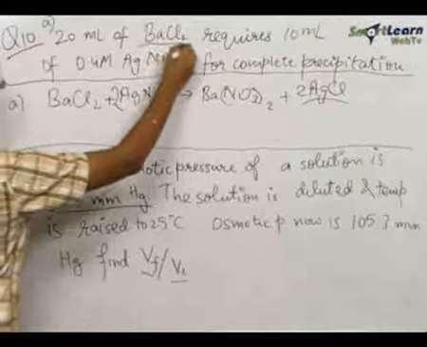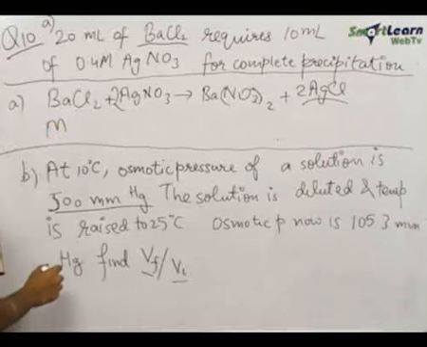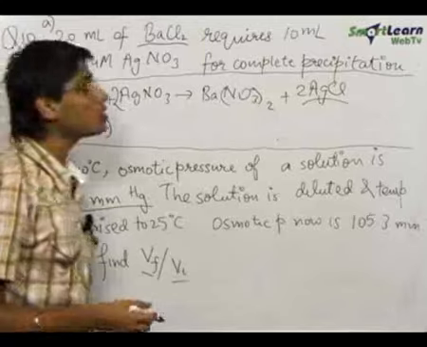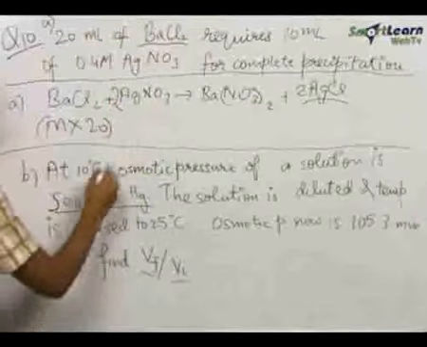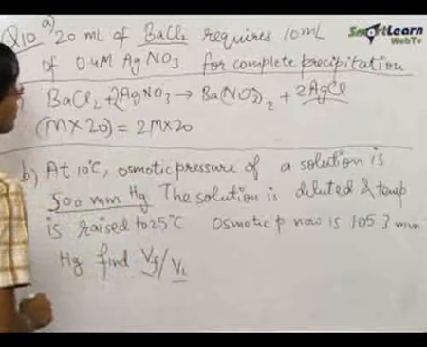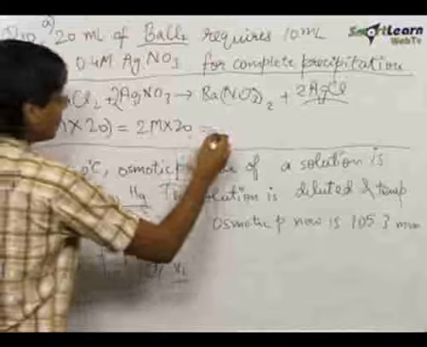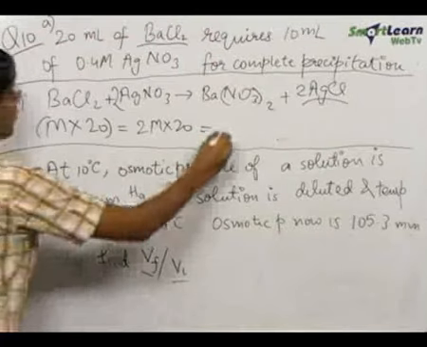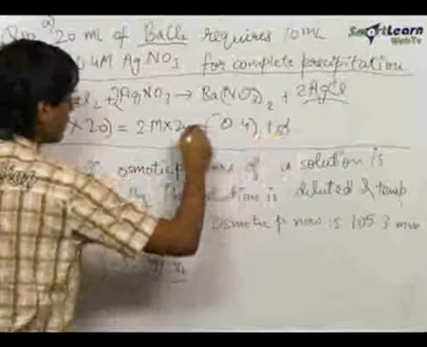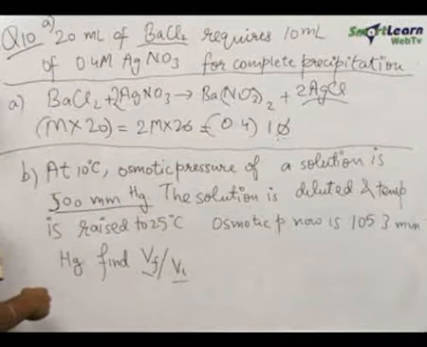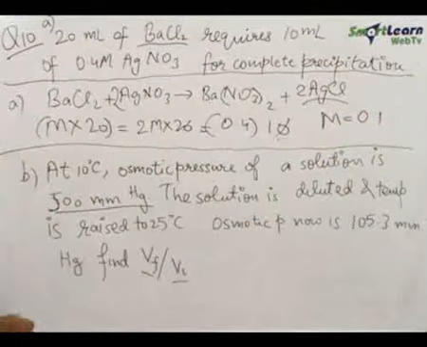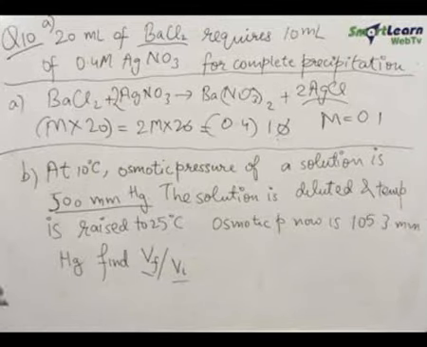Hence, if molarity of barium chloride is M, then M into 20 represents the number of millimoles of barium chloride, and these will require 2M into 20 millimoles of AgNO3 for the precipitation. And here we are given the millimoles of AgNO3 to be equal to 0.4 into 10, and hence we got the molarity of barium chloride solution to be equal to 0.1.